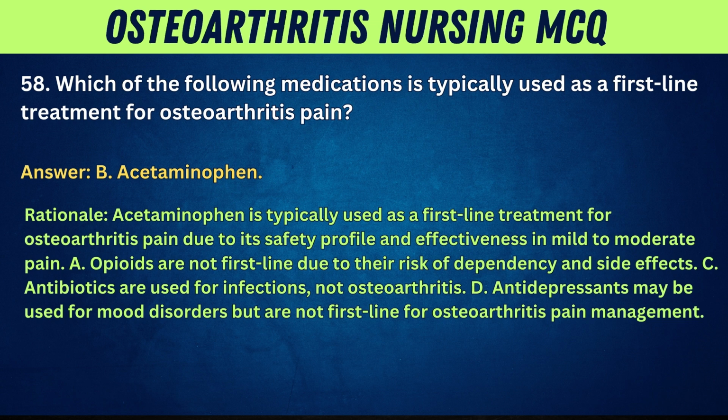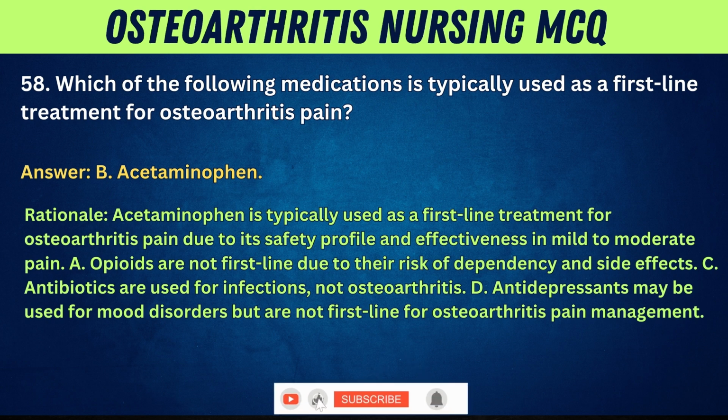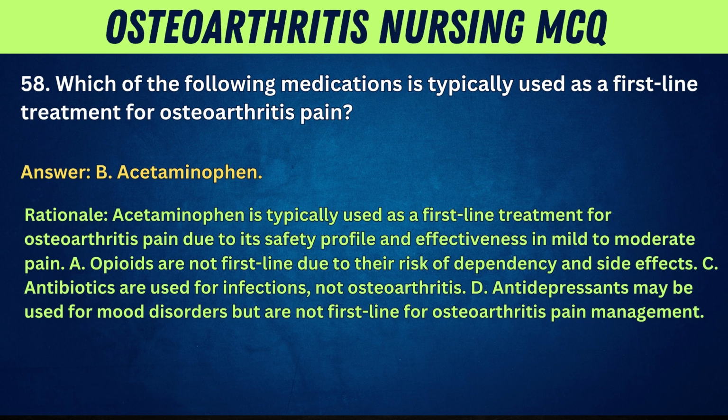Acetaminophen. Rationale: acetaminophen is typically used as a first-line treatment for osteoarthritis pain due to its safety profile and effectiveness in mild to moderate pain. A. Opioids are not first-line due to their risk of dependency and side effects. C. Antibiotics are used for infections, not osteoarthritis. D. Antidepressants may be used for mood disorders, but are not first-line for osteoarthritis pain management.